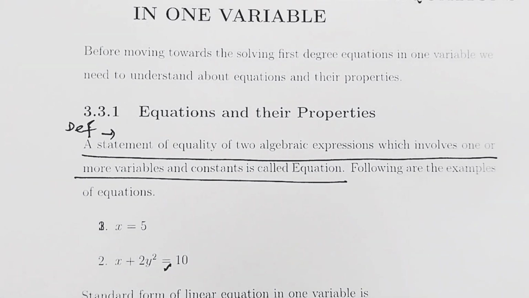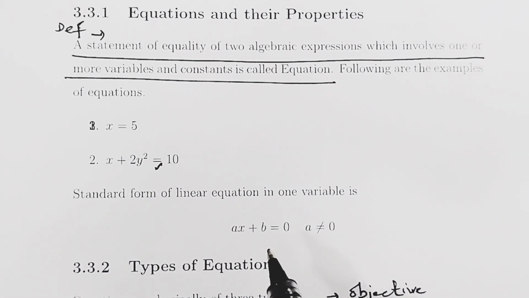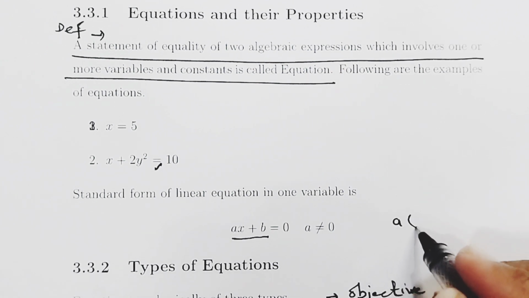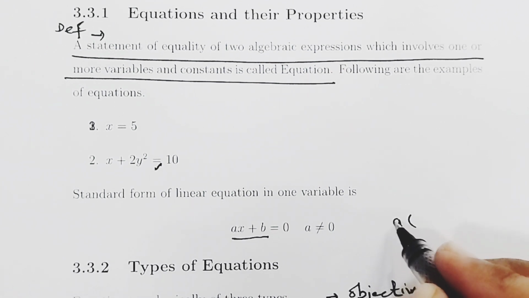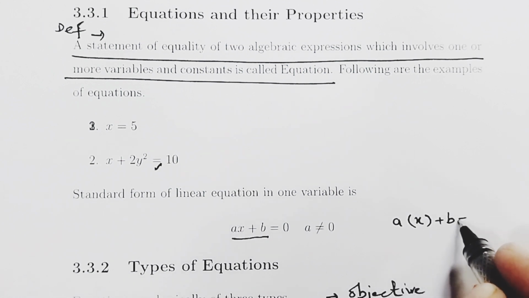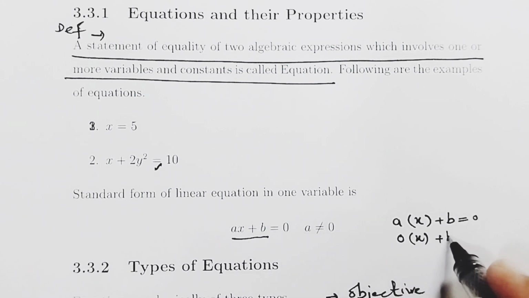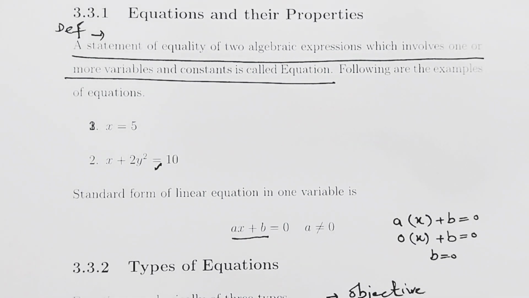The standard form of the equation is ax plus b is equal to 0, where a is non-zero. Why is a non-zero? If a is 0, then the variable will become 0. If a is 0, then 0 into x plus b is equal to 0. Now 0 into x is 0, so b is equal to 0. We have no variable in this form. That's why we say that a should not be equal to 0.